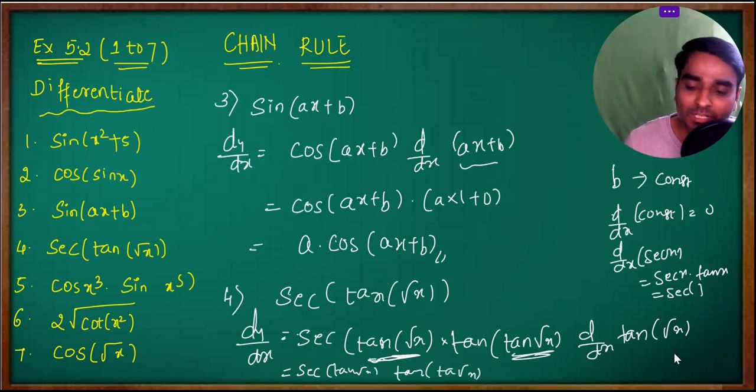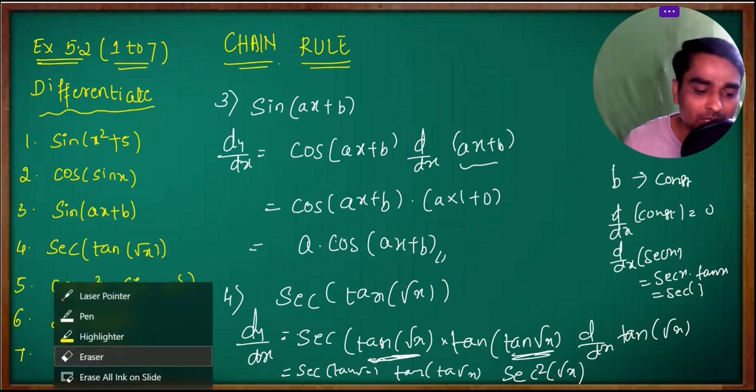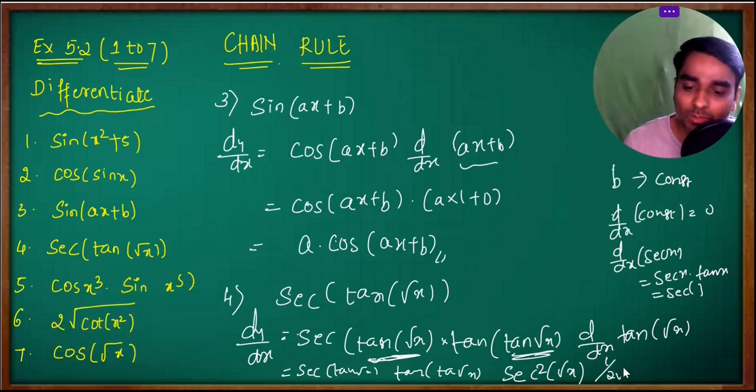Now, what is the differentiation of tan root x? Tan x differentiation is secant square x. Therefore, I will write secant square root x. Then again, differentiate the root x, which is going to be 1 by 2 root x. So the final answer is 1 by 2 root x into secant of tan root x, tan of tan root x, then secant square of root x. These many terms will come here.